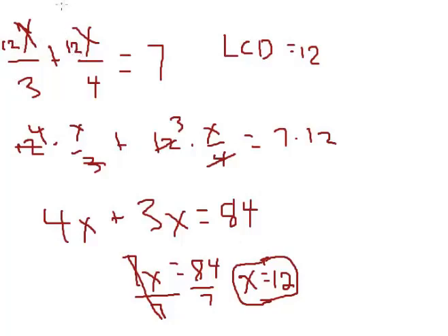Well, what's 12 divided by 3? It's 4, of course. What's 12 divided by 4? It's 3, of course. And does 4 plus 3 equal 7? Of course it does. And then we have solved the equation.